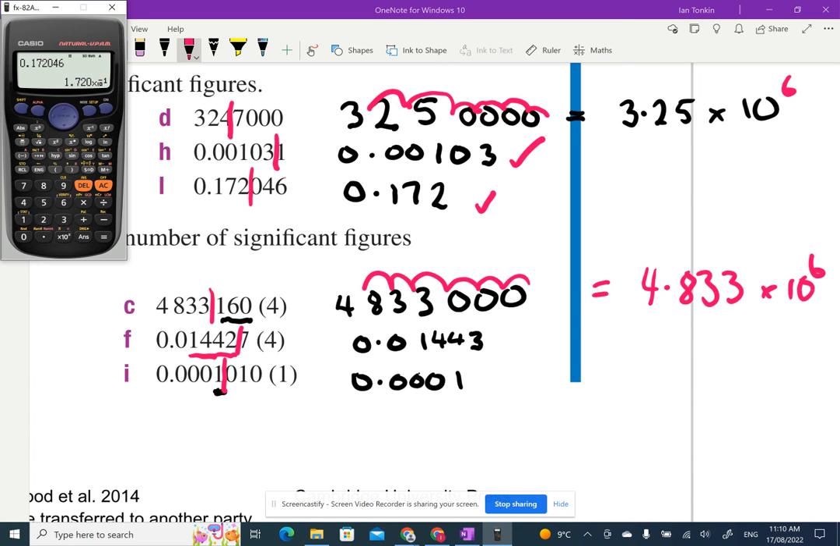Let's see if my calculator now does that. So 4.833. And there it is. The calculator does it. Watch, I'll do the next one because it's also 4 significant figures. 0.014427, and that should have been 1.443 times 10 to the power of negative 2. And it does it for you.